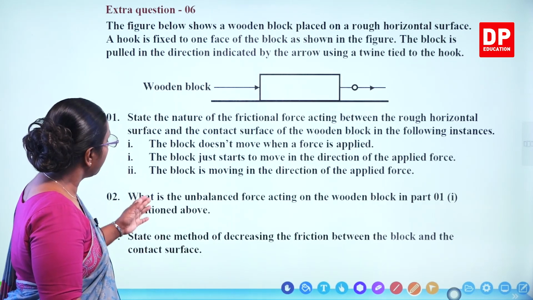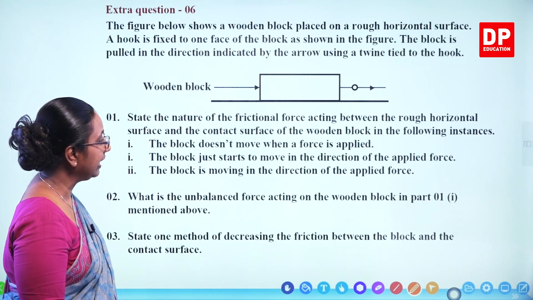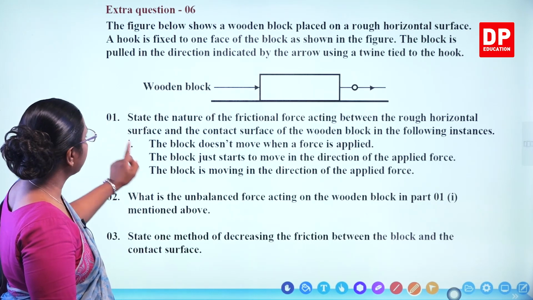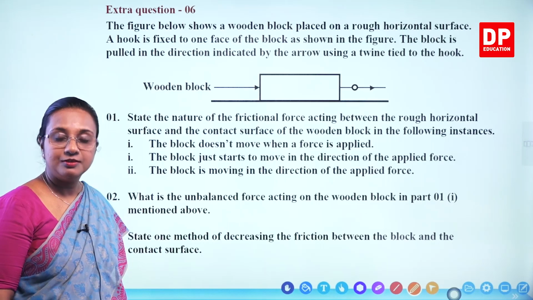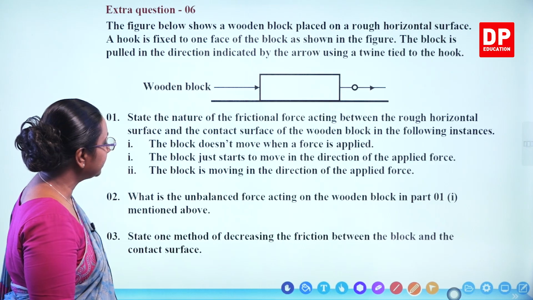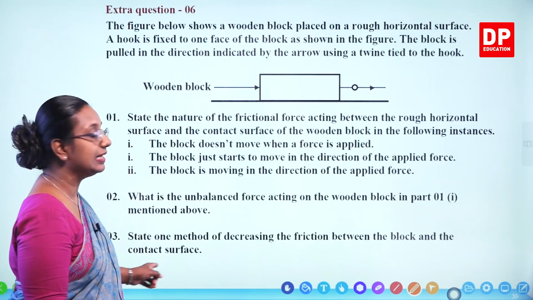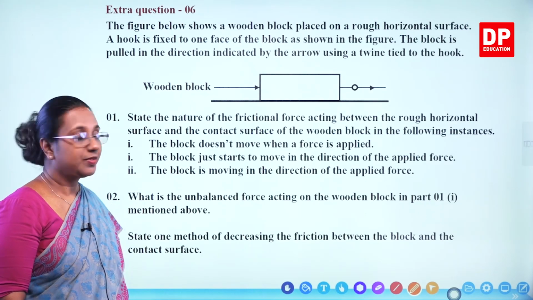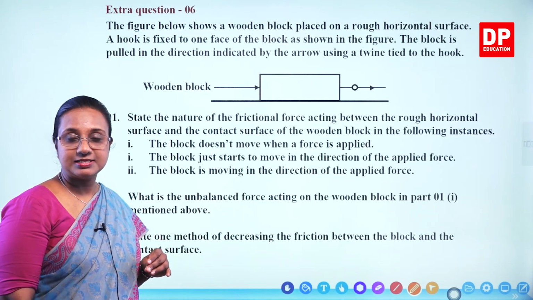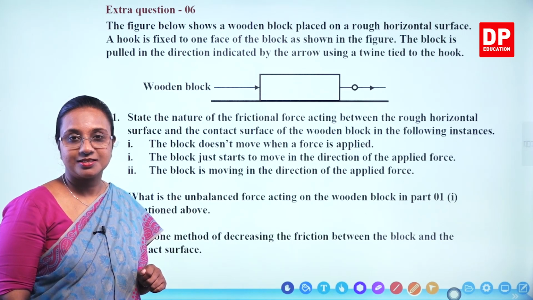Second question, what is the unbalanced force acting on the wooden block in part 1 mentioned above? So this is part 1, the first part. Third question, state one method of decreasing the friction between the block and the contact surface. So these are the questions, students. I am sure you can answer them first and then we can discuss the answers.